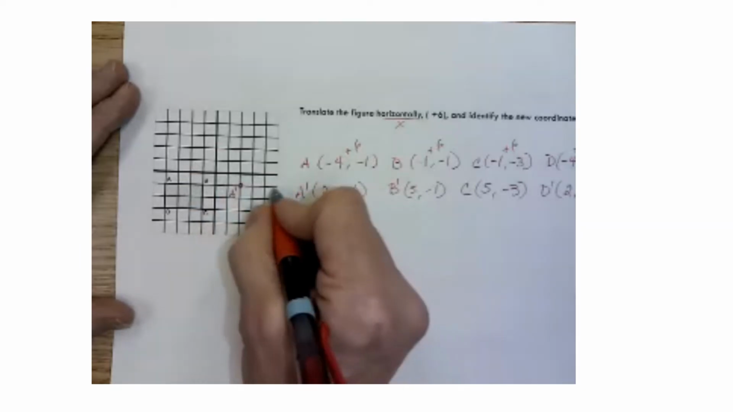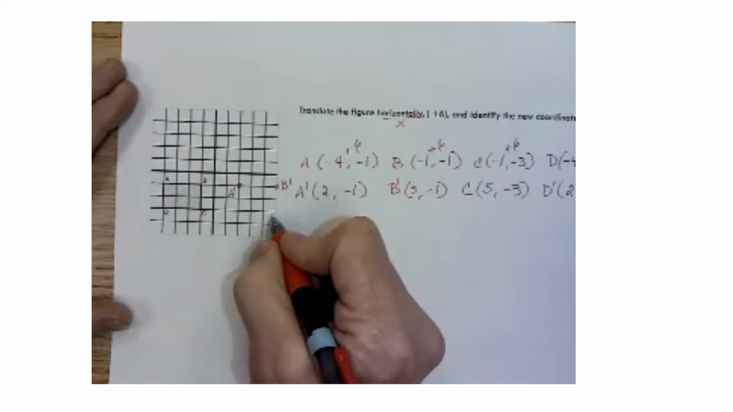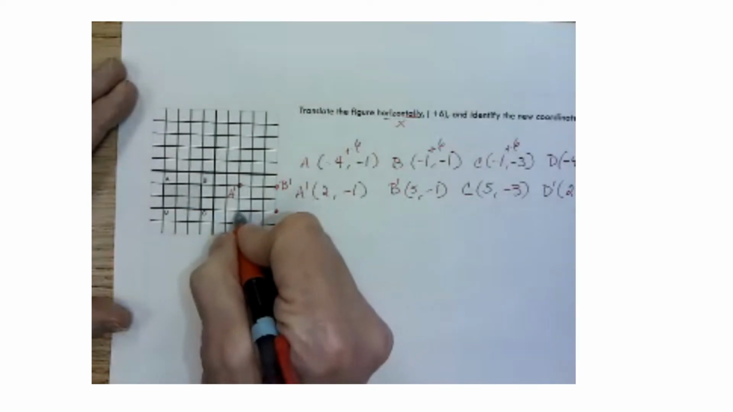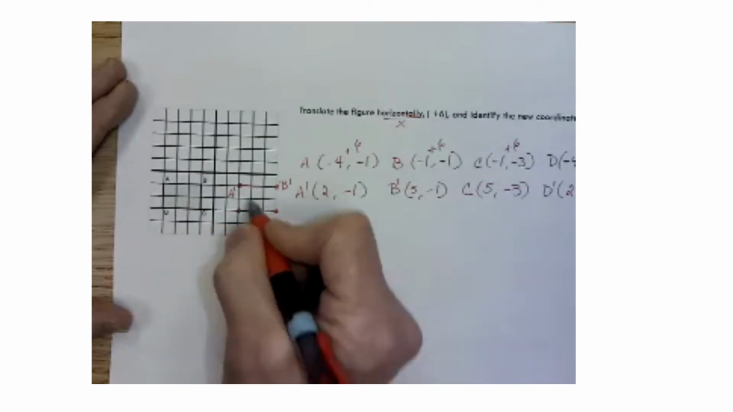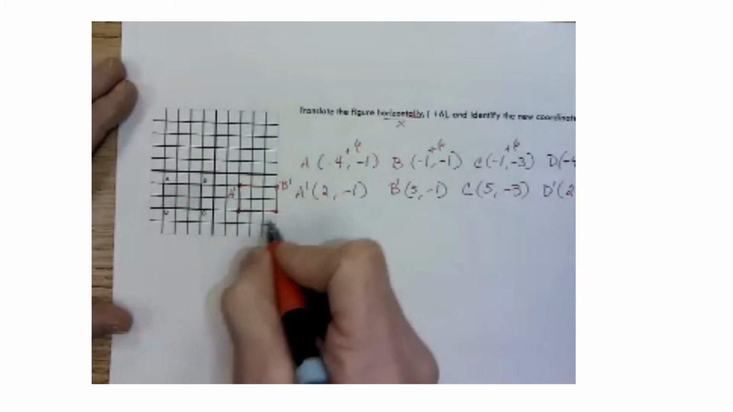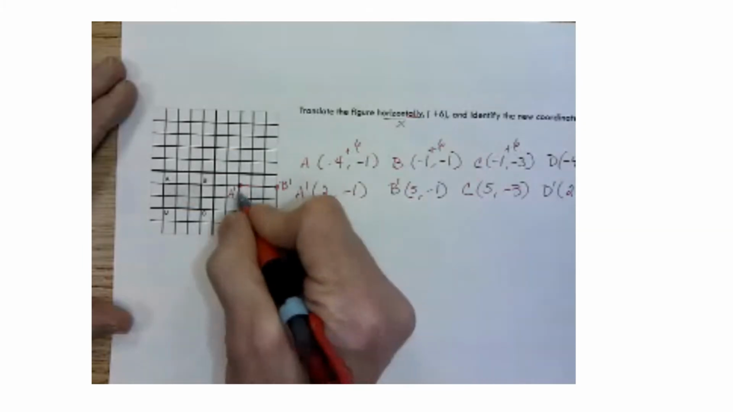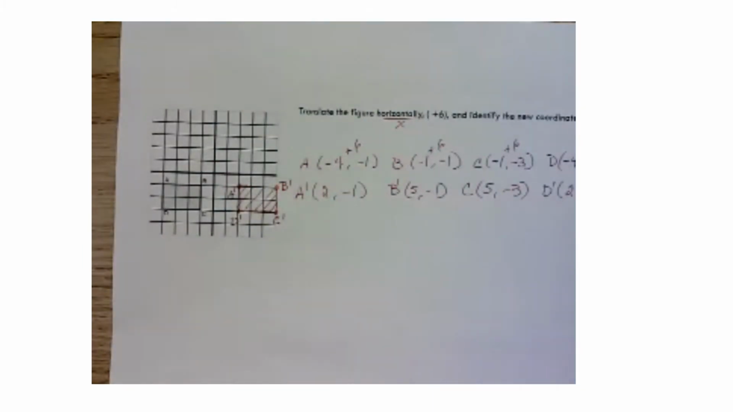That would be right here. C1 is at (5, -3). And D1 is at (2, -3). And connect your lines. And let me make sure I label D1 and C1. And I'm just shading it in to make it a little easier to see.